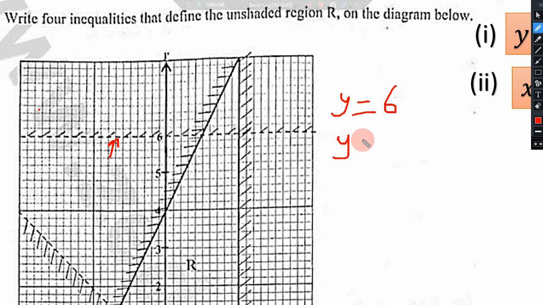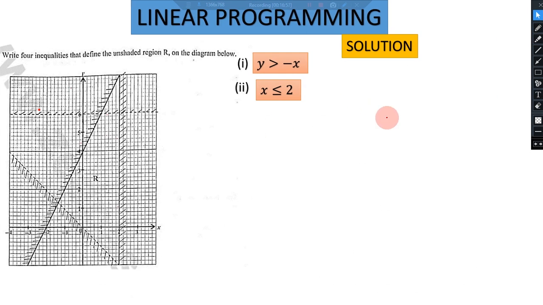Okay, since it is shaded above, meaning the wanted region is below, we are using less than, then we put a 6. It ends there. That is our inequality there. So our third inequality is just y less than 6.